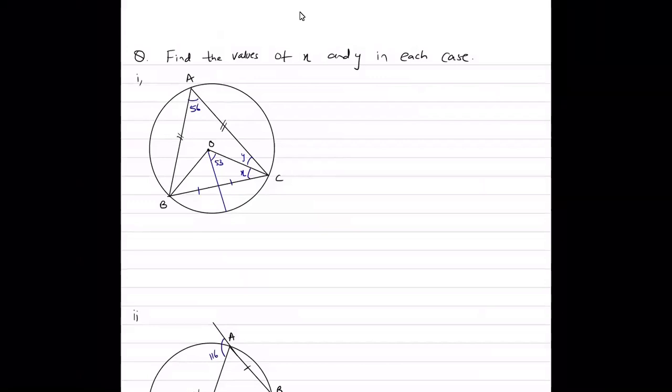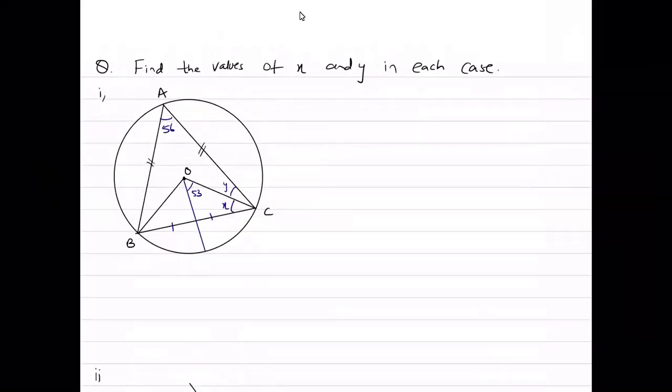Okay. So find the values of x and y in each case. In the first question over here, you have a circle and these two dashes mean that the two lengths are equal. This one dash means that these two lengths are equal. You need to understand this diagram and find the value of x and y. Okay, to start off with, let's find the value of x.